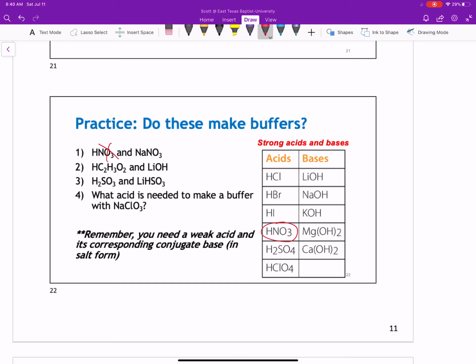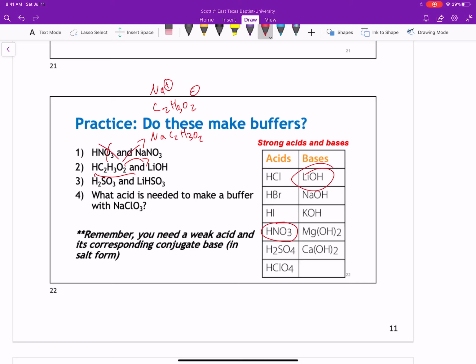Okay, well here is acetic acid. That is a weak acid. You don't find it on the list on the right-hand side. But mixed with lithium hydroxide? No. Lithium hydroxide not only is a strong base, but it's not the conjugate base to that one. The conjugate base to C2H3O2 would have been NaC2H3O2, the salt of its conjugate base, because the conjugate base would have been C2H3O2 minus, and then you would have just thrown an alkali metal on it, let's say Na plus, in order to make it a salt. And so no, 2 doesn't work out.